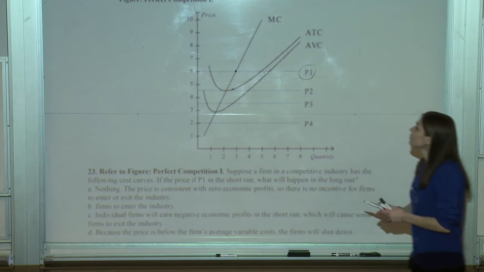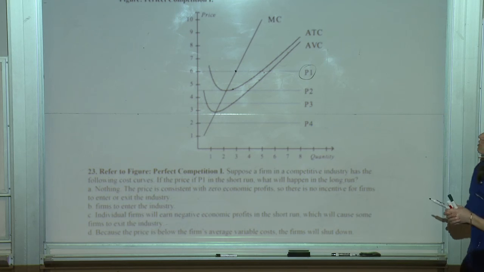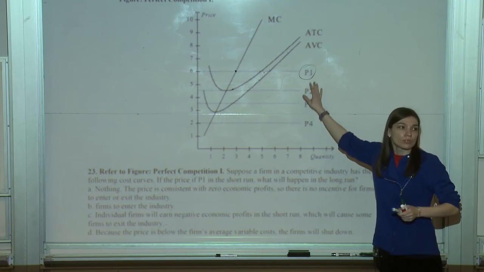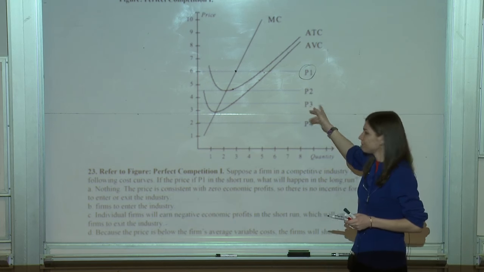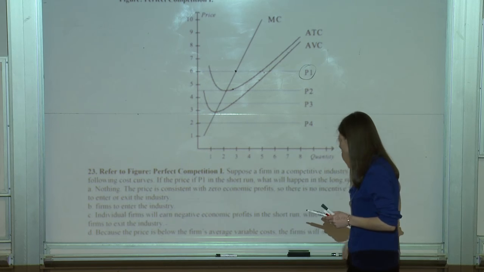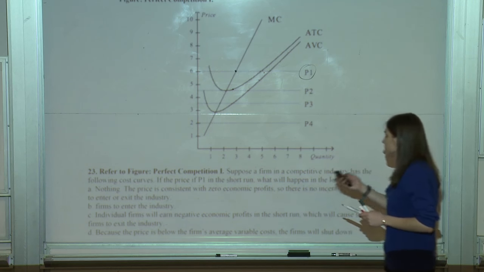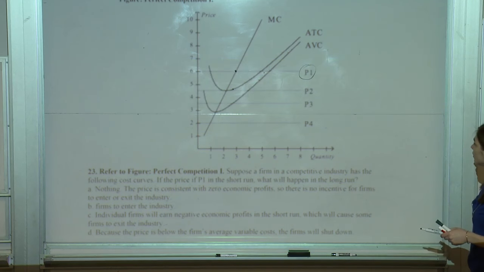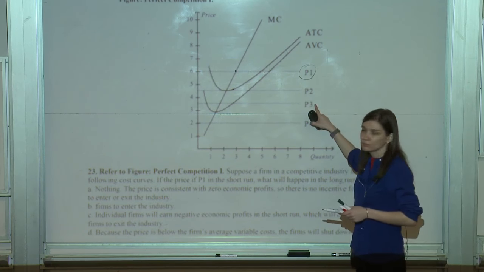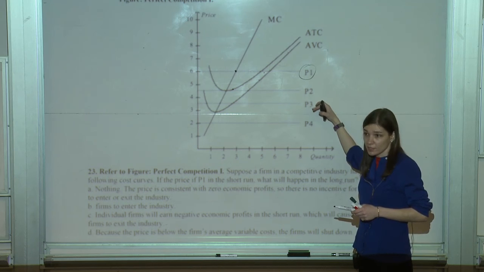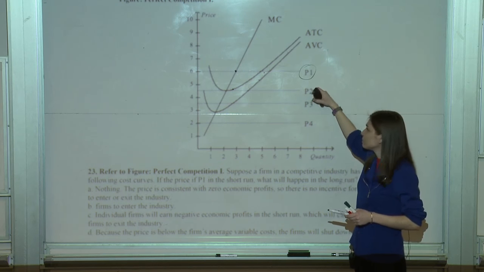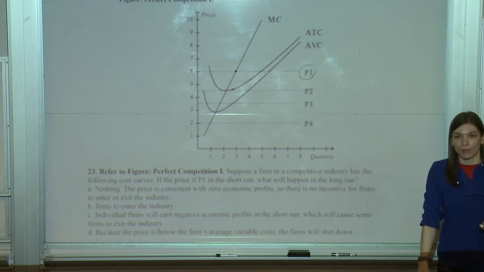They will enter the industry, and what will be the price in the long run? P2, whatever P2 is, right? $4.50 or something. Okay, what if we were at P3 in the short run? Then we'll get exits, right? Again, until the price reaches P2. Perfect competition.